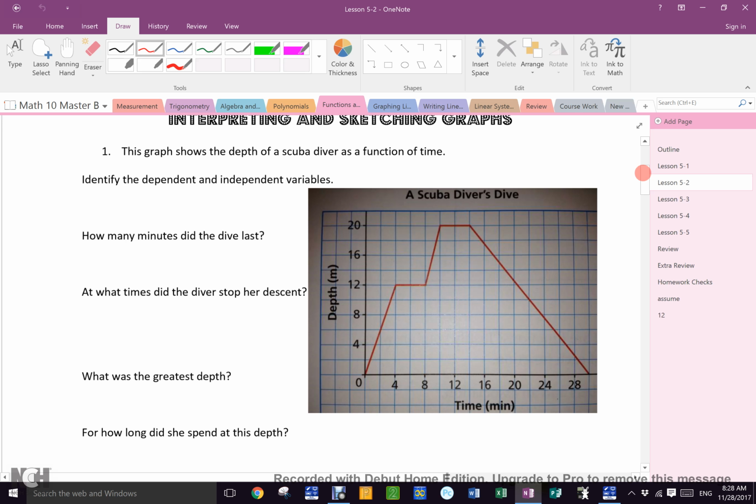Are you guys scuba diving right now? No. So is your depth below the ocean depending on how much time is passing? Or is you being under the ocean affecting the passage of time? Are you under the ocean right now? So can the depth be the independent variable? No, because you are not under the ocean.